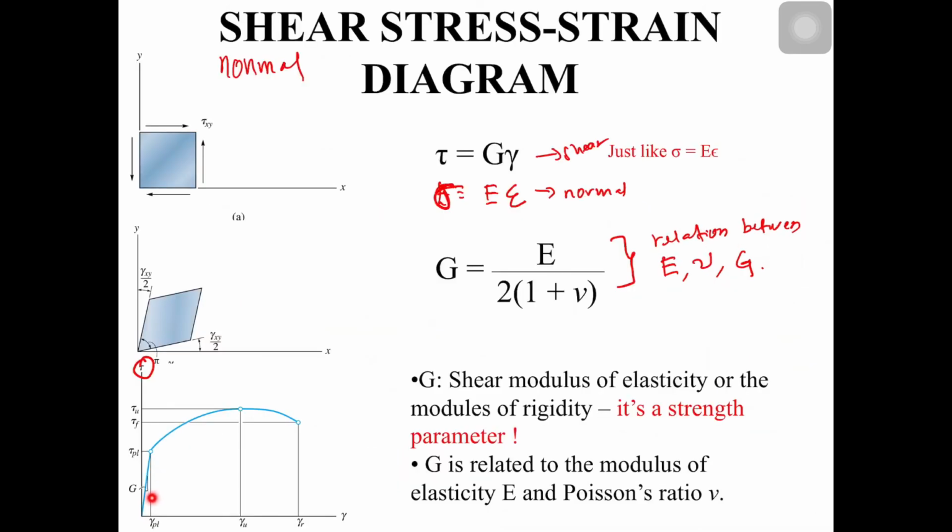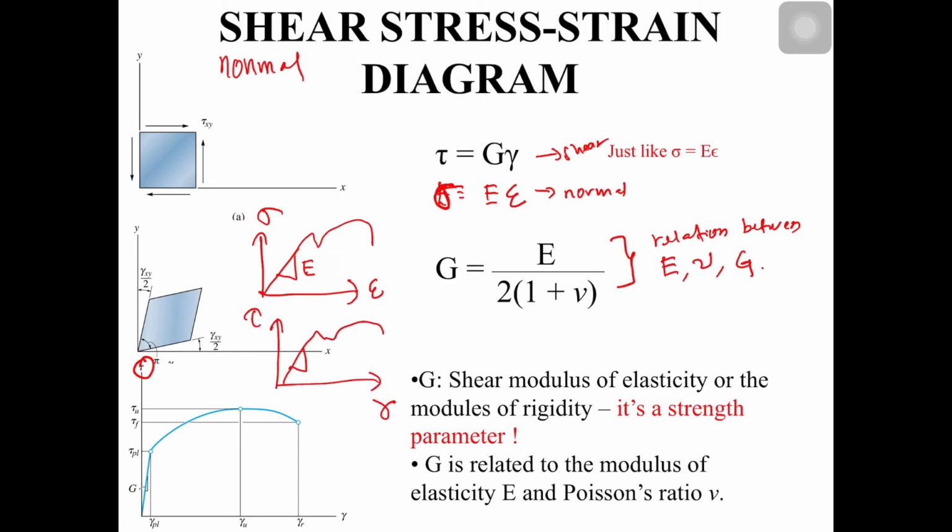Alright, this is the slope for this graph. If I can repeat, if you have sigma and epsilon, the slope for this one is E. If you have tau and gamma, the slope for this one is G. Same thing.